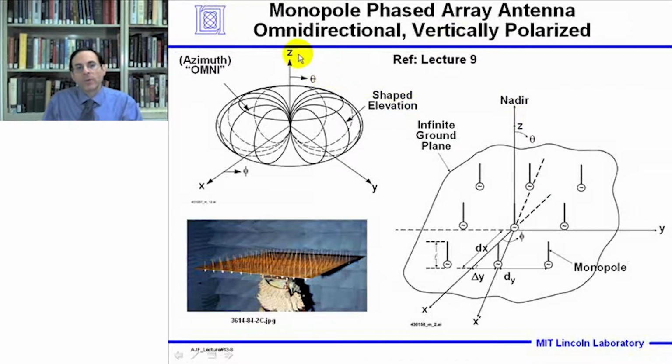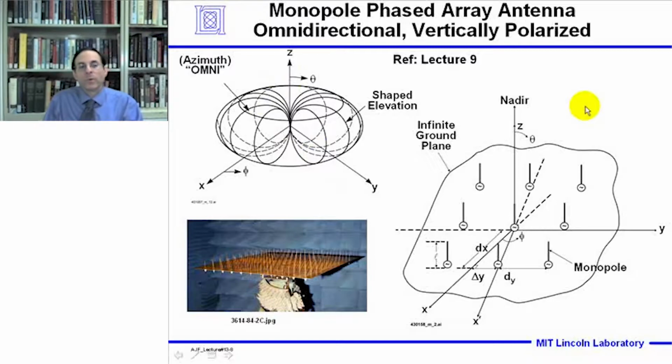So an array that has omnidirectional vertical polarization is a monopole array. A photograph of a monopole array is shown here, and this was covered in detail in lecture 9. So a monopole array consists of typically a quarter wavelength radiator over a ground plane, and the typical pattern of an element is shown here, where it has a null at broadside and a shaped elevation pattern and is omnidirectional in azimuth.